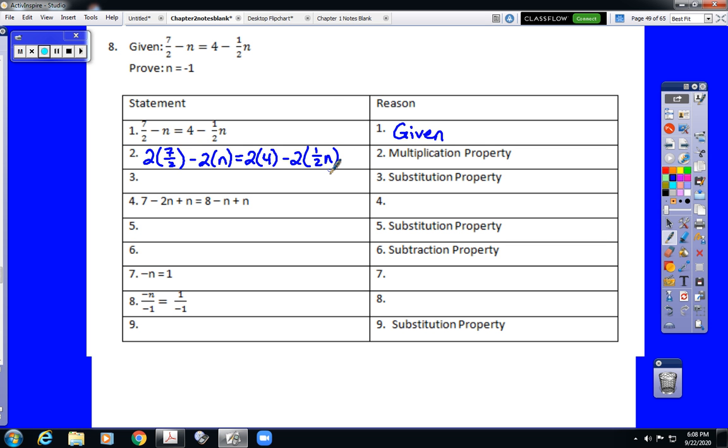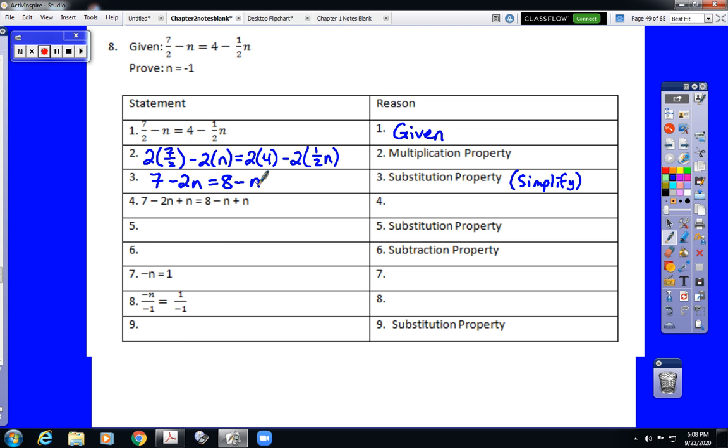By multiplying everything by 2, we are going to end up clearing these fractions and getting rid of the fractions so that we don't have to deal with them. We'll be down to whole numbers, integer coefficients. So first we show that. In step 2, we show multiplication. Then in step 3, we use the substitution property to simplify and actually carry out that multiplication. So that would be 7 minus 2n equals 8 minus n.